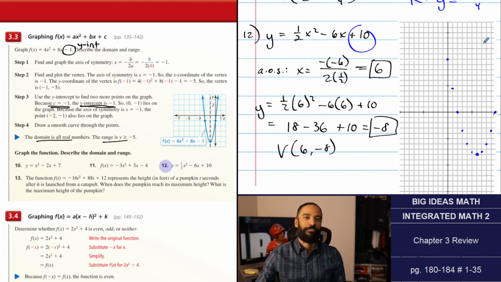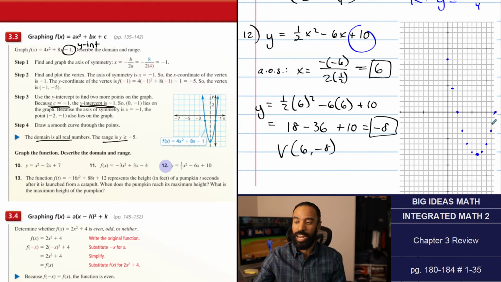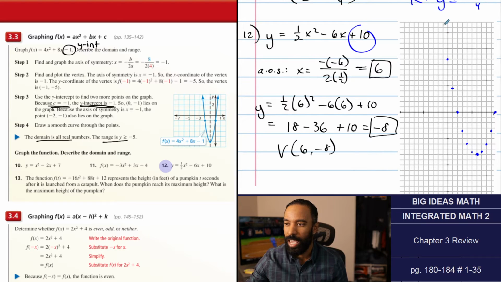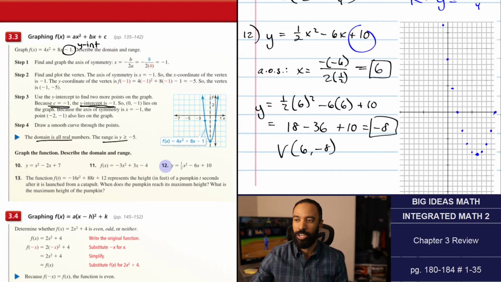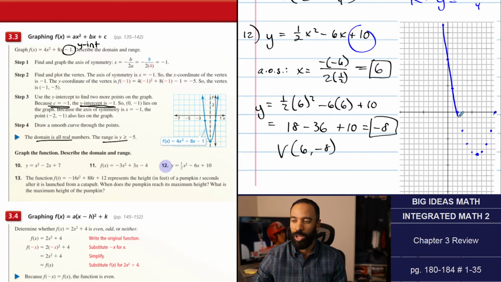7 squared, 49. Half of 49 is 24 and a half. 24 and a half up from negative 8 is 16 and a half. That will just fit right here. So this graph may appear asymmetrical because my right side ran out of window range, but I promise it is not. It's just I can't fit it. And if I could, I would. I plot as many points as I can fit. That is my goal. That is my forte.